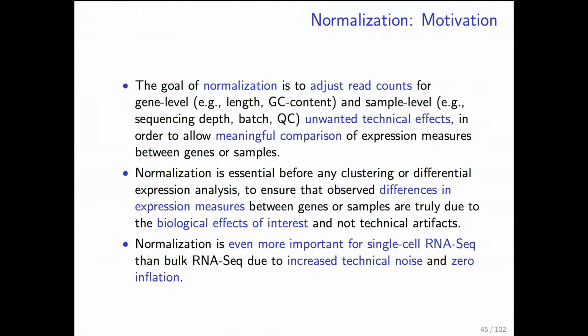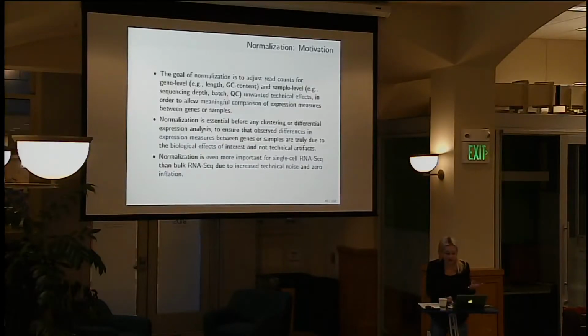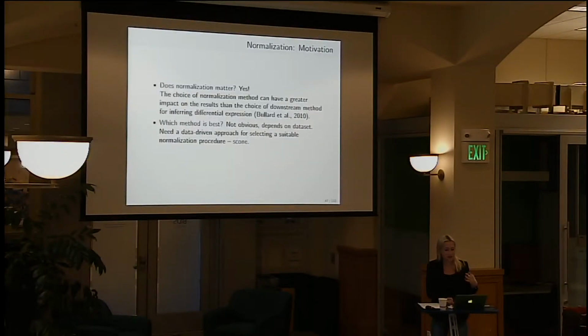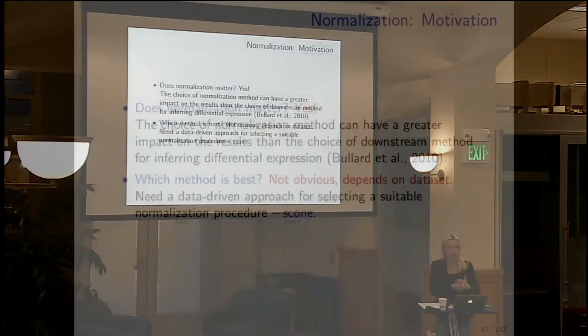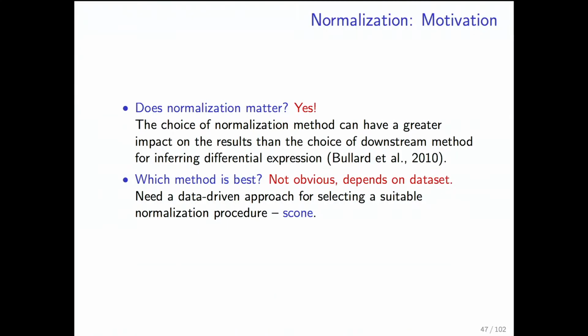If we look at the literature, there's a whole bunch of normalization procedures that have been proposed. Most of them are adaptations of what's been proposed for microarrays or bulk RNA-Seq. So a natural first question is, does it matter? Does normalization make a difference? Actually, it does. It turns out that the choice of normalization method can have a greater impact on the result than the choice of method for differential expression or for clustering. So we really have to make sure we do this right.